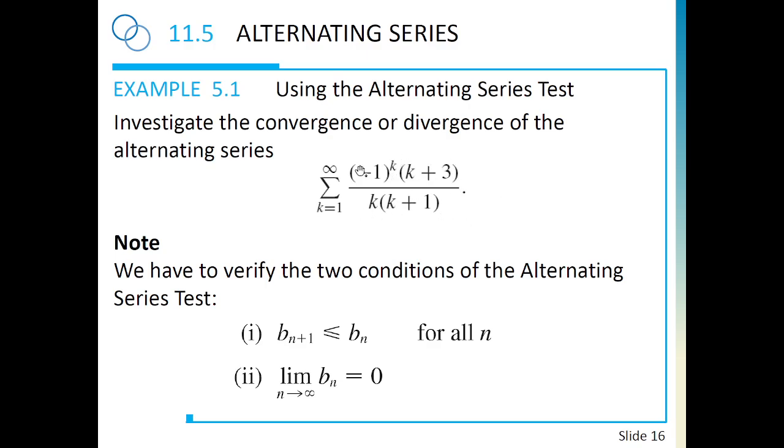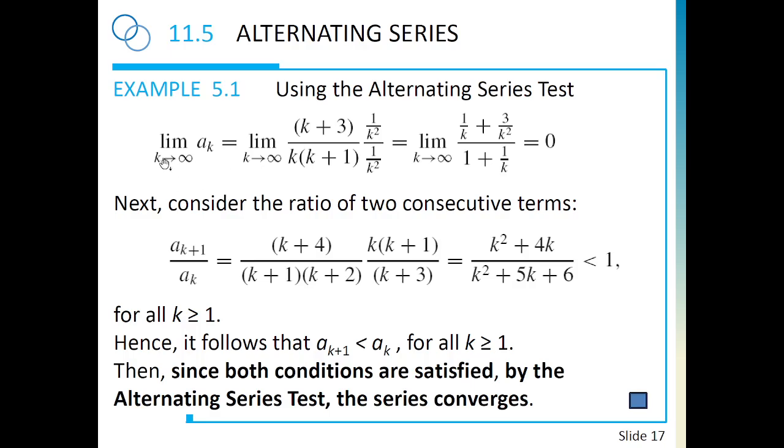Now the expression (k+3)/(k(k+1)), that's the main expression of the series, and this (-1)^k is for the changing of the sign. So what we need to check is the term here, does it satisfy both conditions? We need to compare two consecutive terms, and we need to compute the limit of the general term to see if it goes to 0.